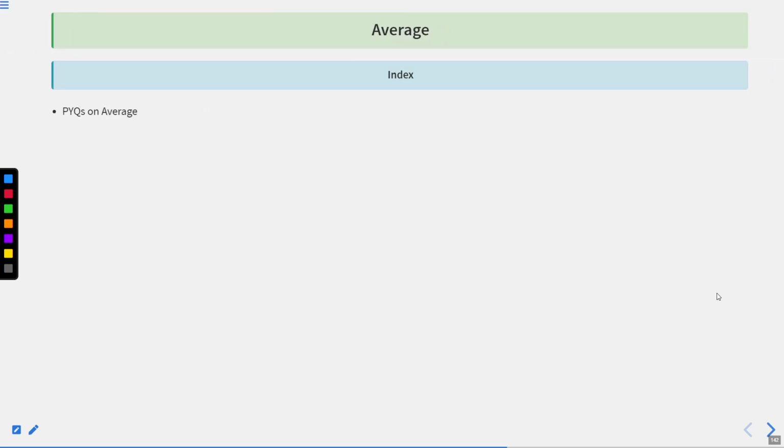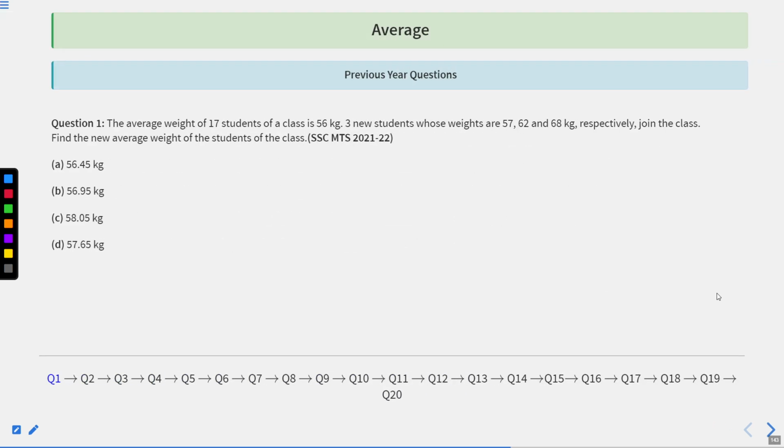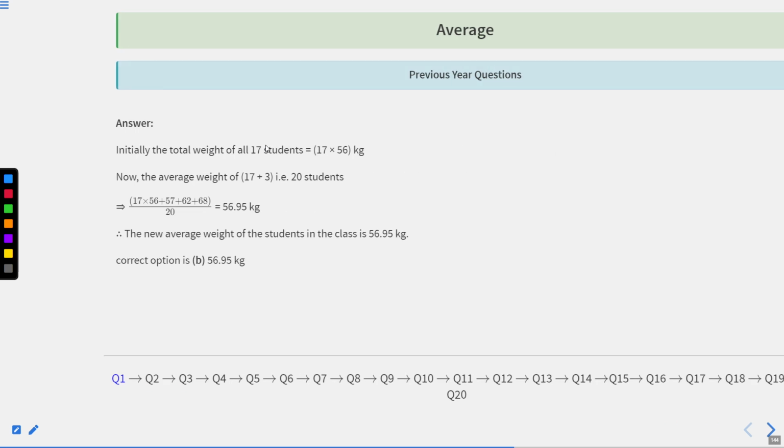So in this lecture, we are going to solve previous year questions based on average. So let us start with the very first question. The average weight of 17 students of a class is 56 kg. So there are 17 students and their average weight is 56 kg. 3 new students whose weights are 57, 62 and 68 respectively join the class. Find the new average weight of the students of the class.